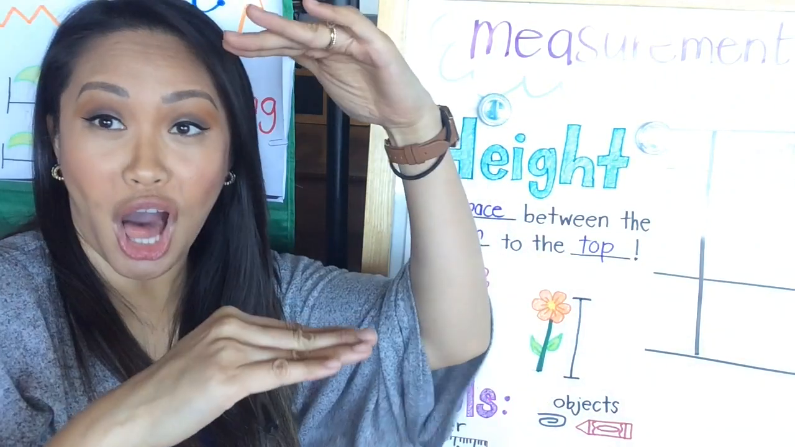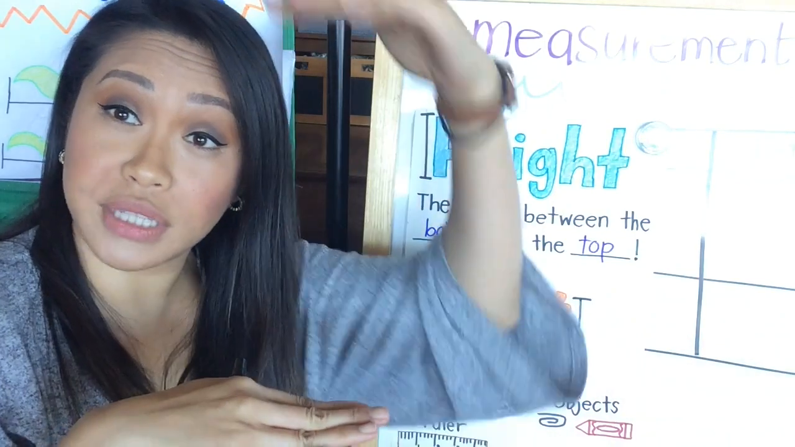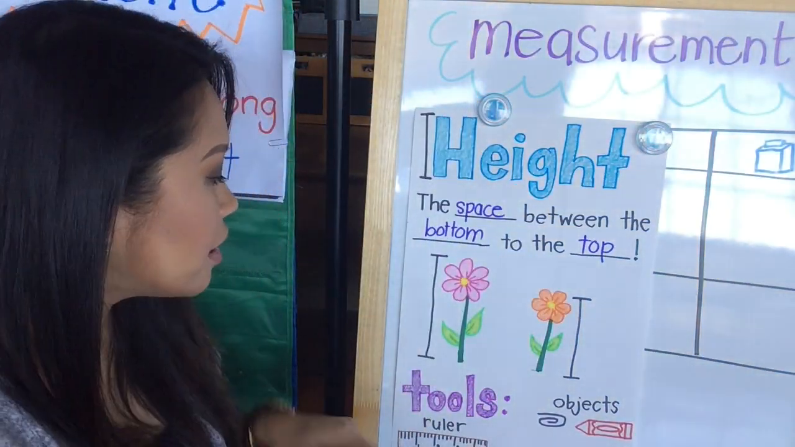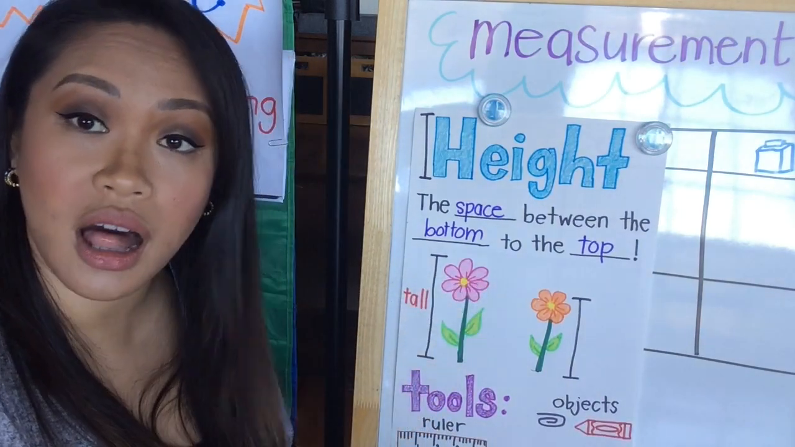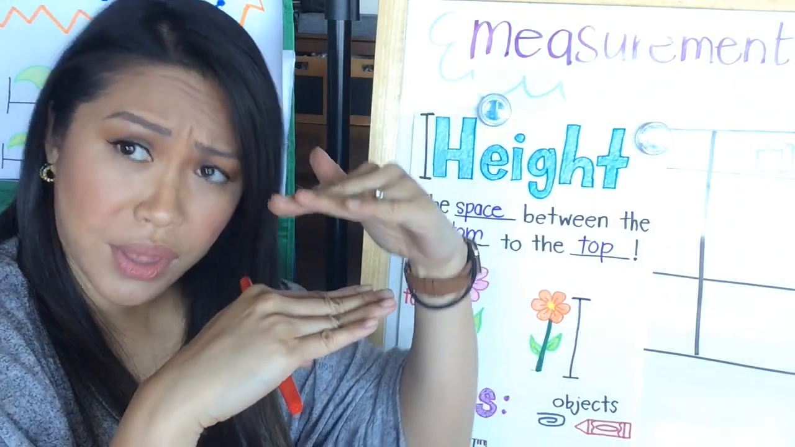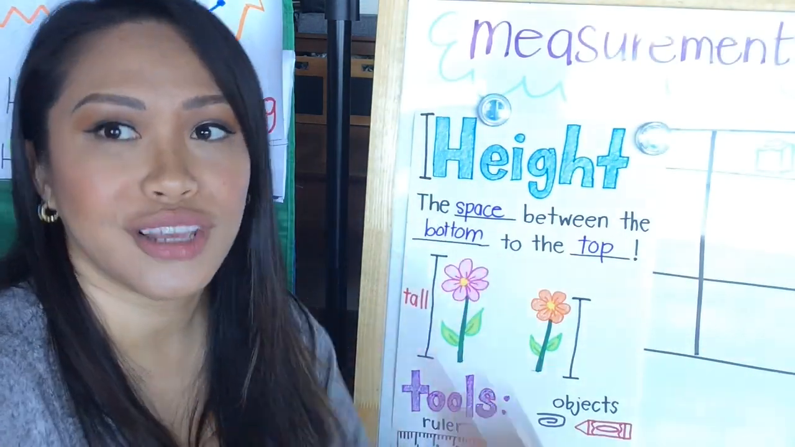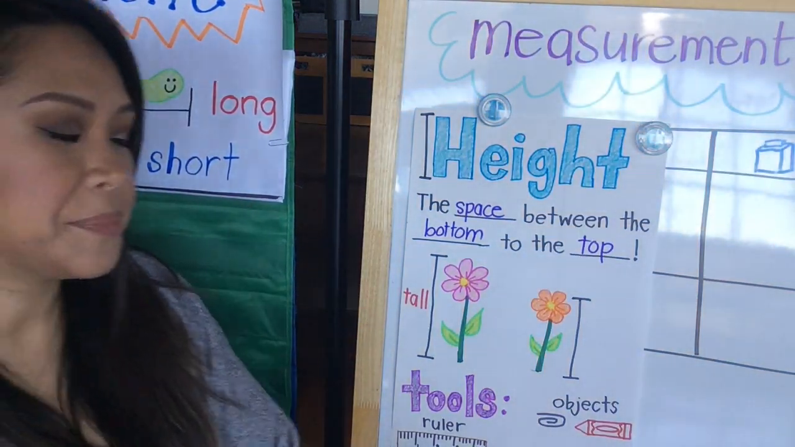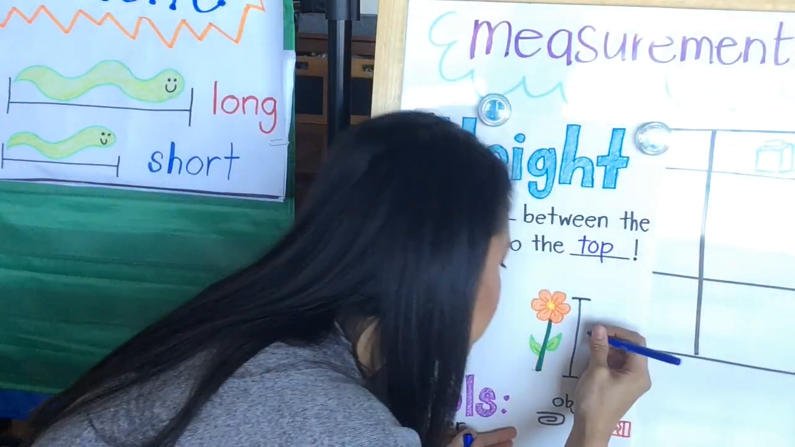Can everyone say tall? Tall. Tall means the space between the bottom and the top is bigger. So I'm going to write the word tall right here. T-A-L-L. Tall. And if the space is smaller in between the bottom and the top, that means that it's short. You're right. That's actually the same word we use for length. Short. Great, let's write short right here.